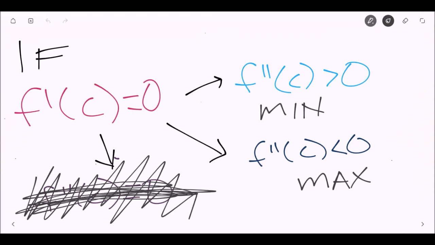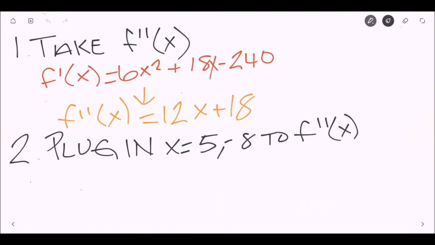Now that we know this theory, we're going to go ahead and go back and plug in our critical points, which was x equals 5 and x equals negative 8, into f double prime of x and see what that gives us. Time for a little more movie magic.